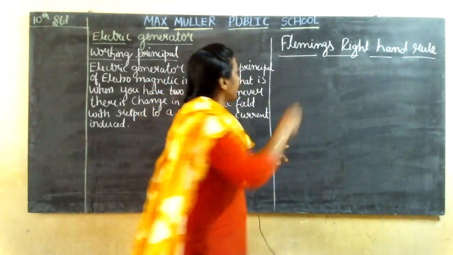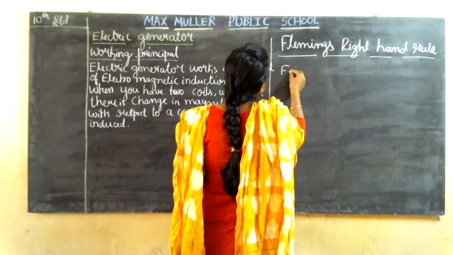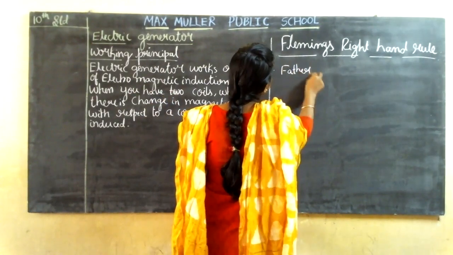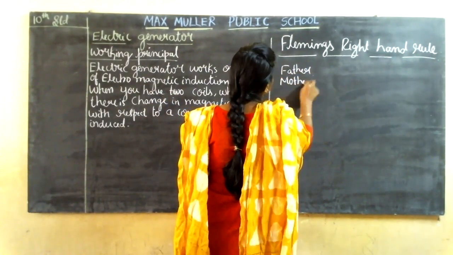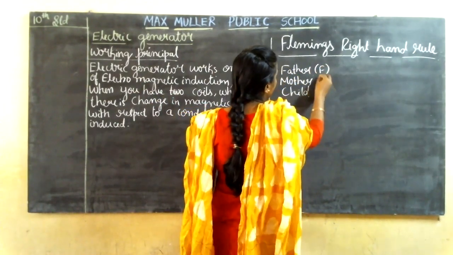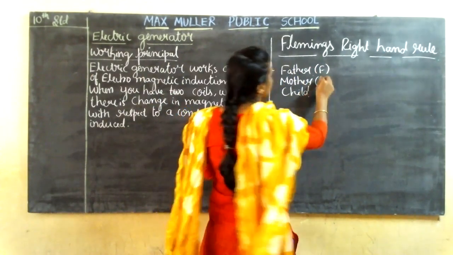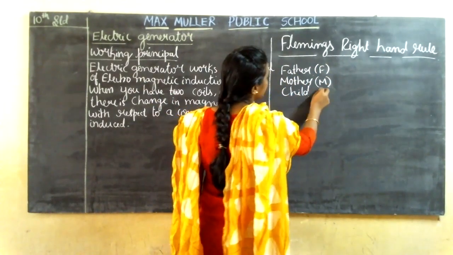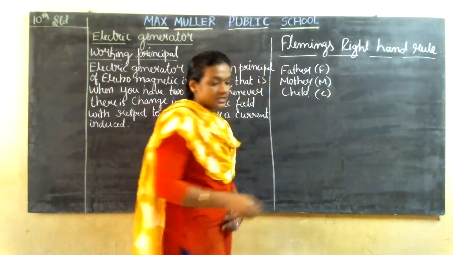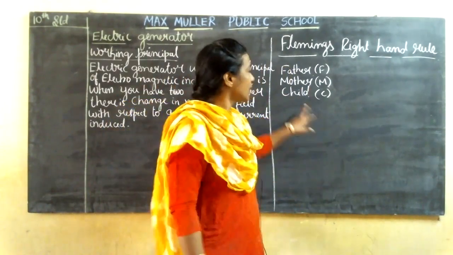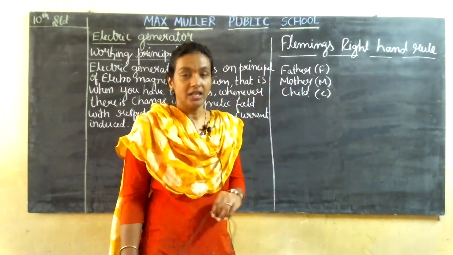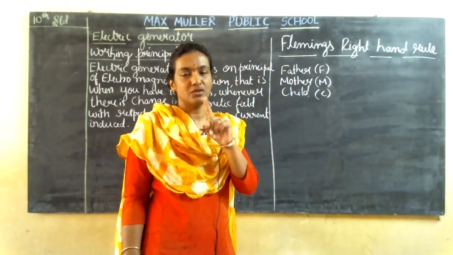For that only, I had given a very easy way to remember things, like Father. Do you remember this? Father, Mother, and Child. Father means F, force. Mother means M, magnetic field. C is current, that is child. So the same way, what will be the difference between Fleming's right hand and Fleming's left hand rule here? Only one difference. Don't get confused.